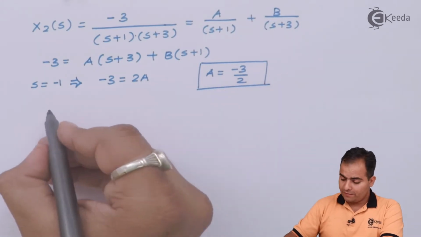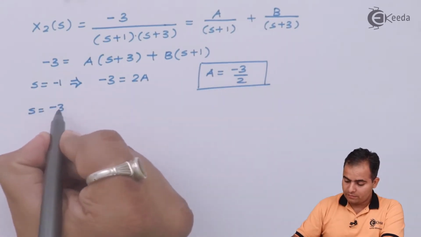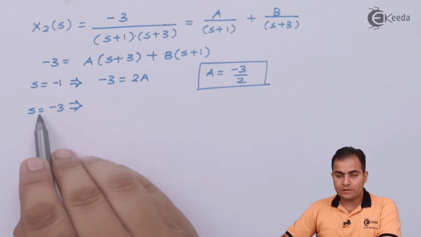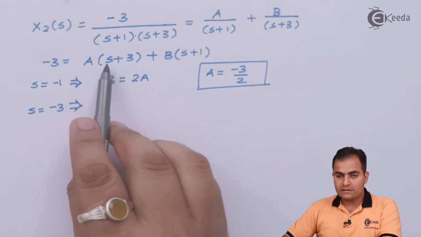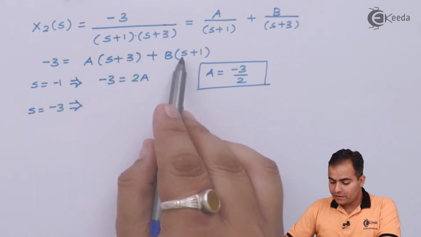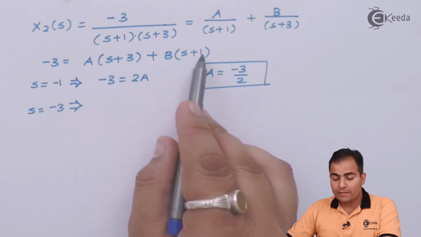Now we will find out the next constant value, which is b. And so we'll substitute s equals to minus 3. If I substitute minus 3 over here, minus 3 plus 3 becomes 0. So the whole a term is removed. And if I replace this s by minus 3, then minus 3 plus 1 is minus 2.